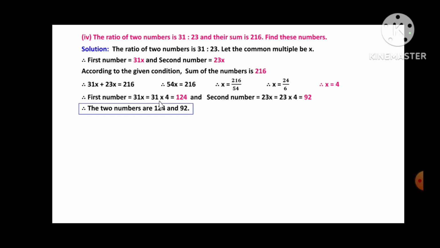The first number is 31x. 31 into 4 is 124 and the second number is 23x, that is 23 into 4, which is 92. So the two numbers are 124 and 92.